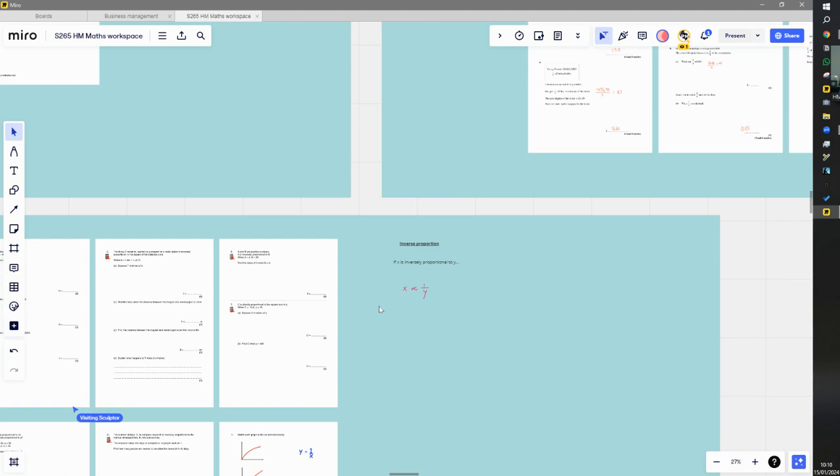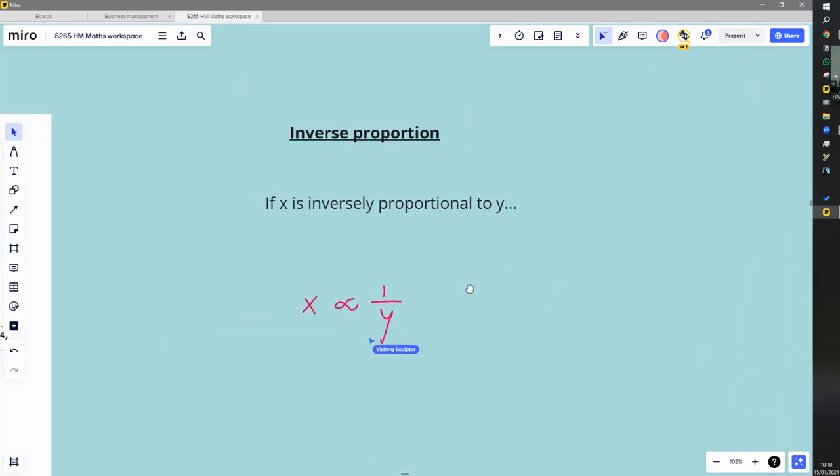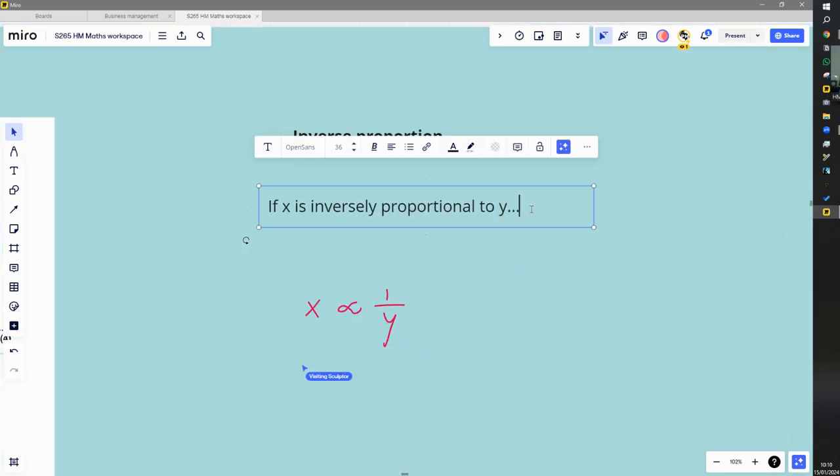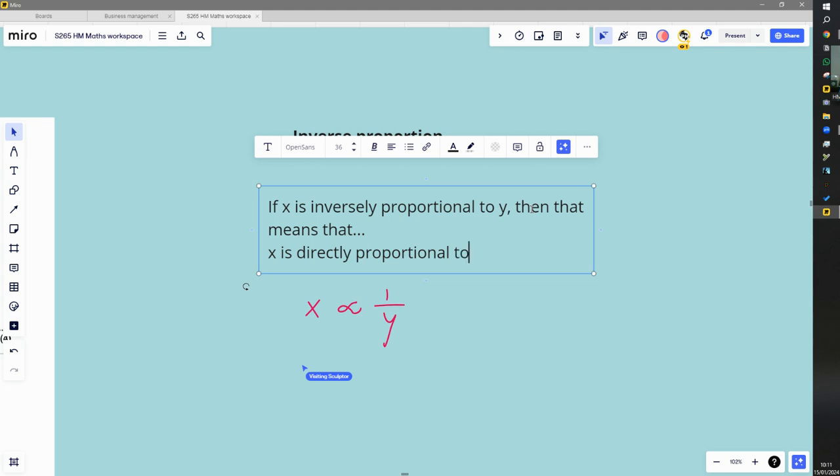Right, let me try that again. If x is inversely proportional to y, then that means, well, it means the thing below, but let's write it out. X is directly proportional to 1 divided by y. So this is what inversely proportional really means. It's directly proportional to 1 divided by y.